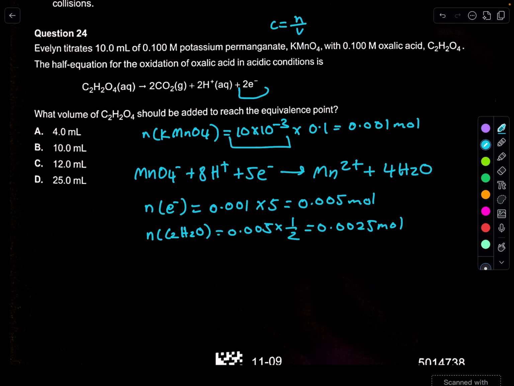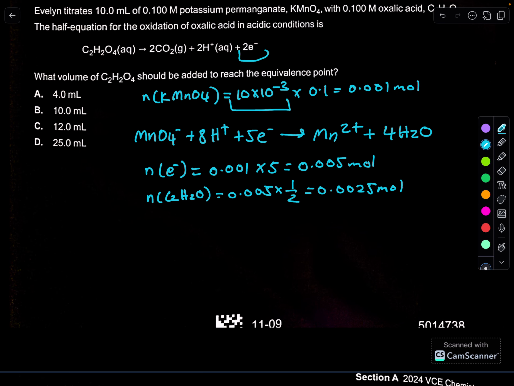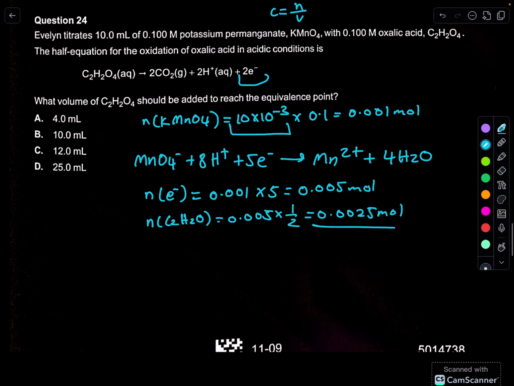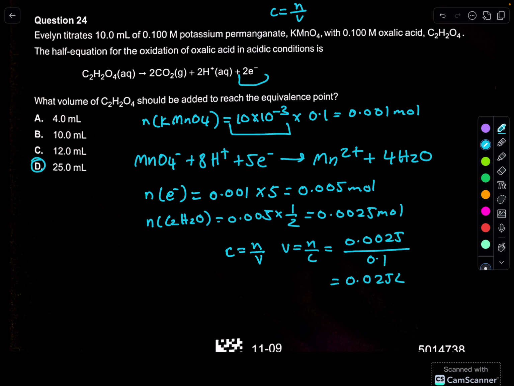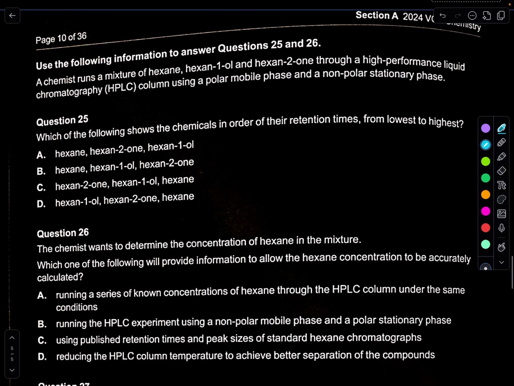So now we got that. Now it's easier because we know the mole of oxalic acid, and we also have the concentration. We can easily find the volume because remember C equals n over V, so volume is just n over C. So what's the mole? 0.0025 over 0.1, which gives us 0.025 liters, which is the same as 25 milliliters. So 24D for that one. All right, that took time.